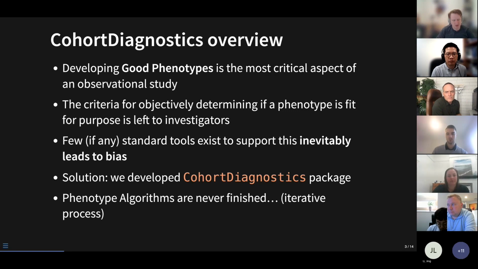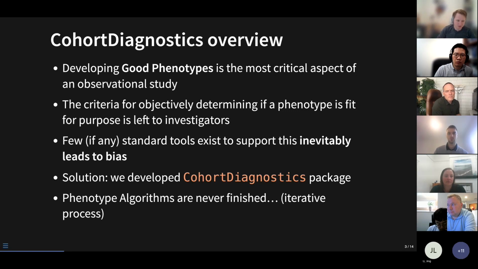Unfortunately, in a lot of the observational literature, you'll find very few standards, if any, outside of Odyssey that exist to critically evaluate those phenotypes in a reusable manner. Obviously, this is going to lead to investigator bias. You will pick a cohort that matches your narrative of your study, which we obviously do not want to do. We want to be as general and applicable as possible in our phenotype algorithms.